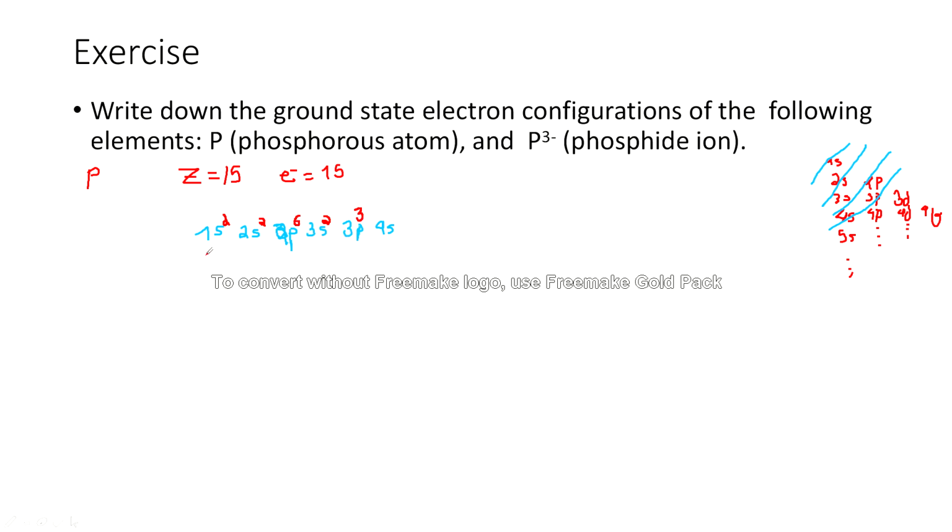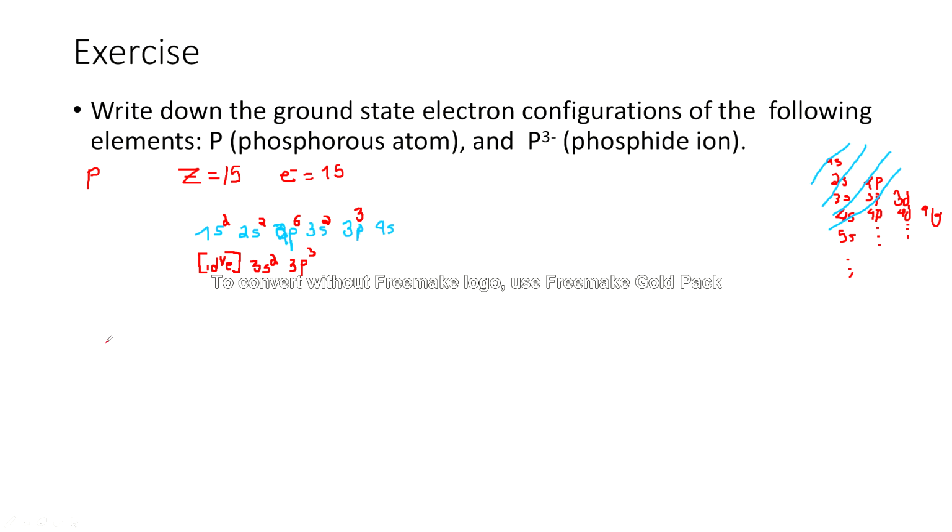If we need to use the noble gas, we are going to use neon. Neon is 10. If we have 10, it stops here. So we have 3s2 and 3p3. That is the electron configuration for phosphorus.